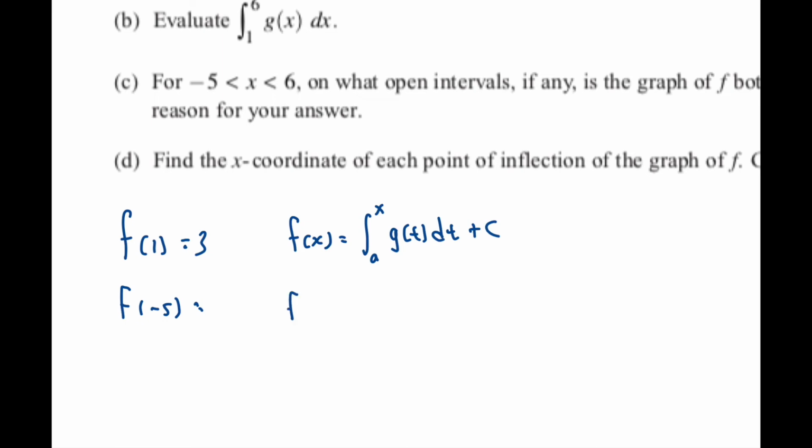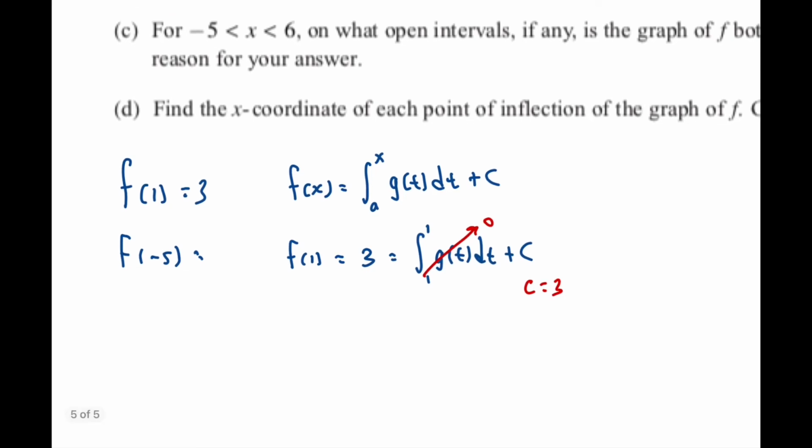Now, we know that f of 1 is equal to 3, so I'm going to set these bounds. This is going to be the integral from 1, I'm setting that as my lower bound, to x, since that's our input, of g of t dt plus c. By defining my function that way, I don't care what g is, we know this statement is 0, and then c is 3. So we actually now have a function: f of x is equal to the integral from 1 to x of g of t dt plus 3. Let's take advantage of that.